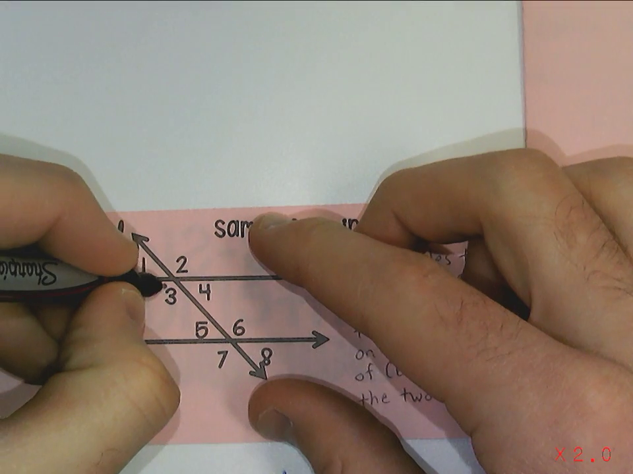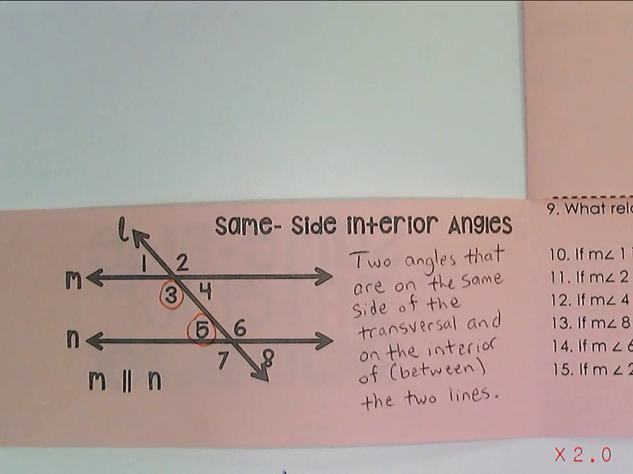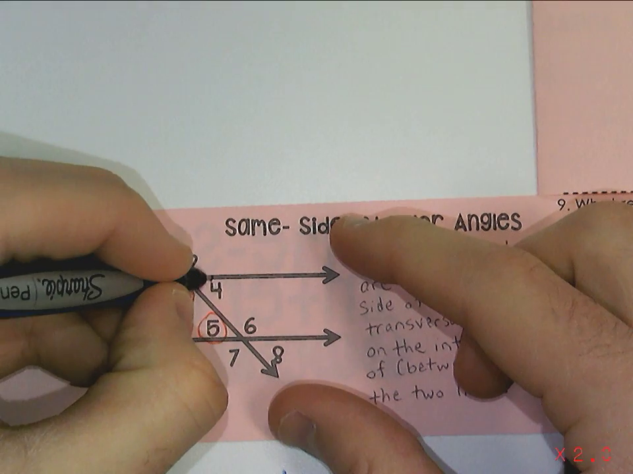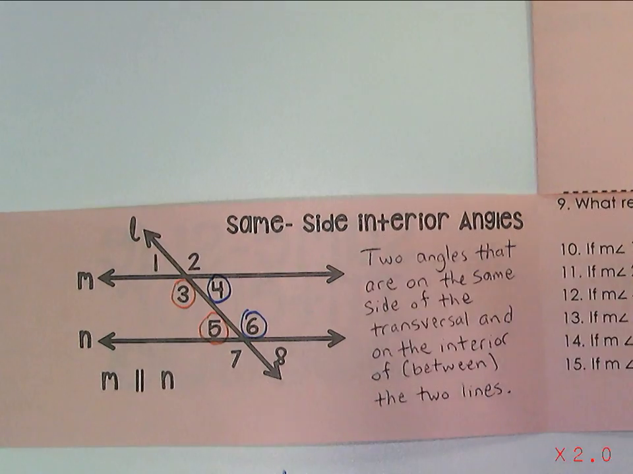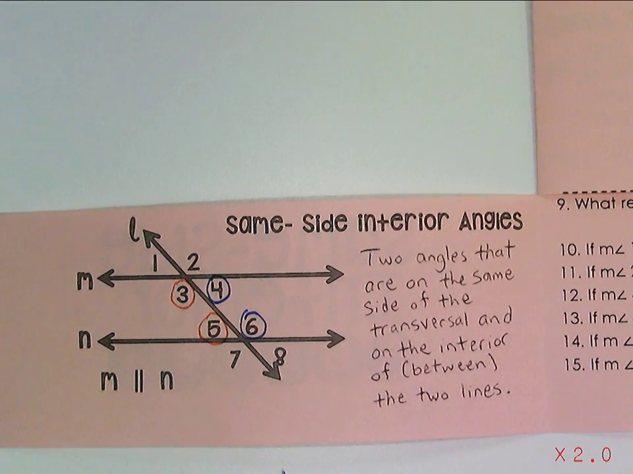Angle 3 and 5 are same side interior angles, and angle 4 and 6 are also same side interior angles. What's special about these is that when these 2 angles are added together, they add up to 180 degrees. So if you're ever solving an equation algebraically and you're looking at same side interior angles, then you know that an angle plus the other angle will be 180 degrees.